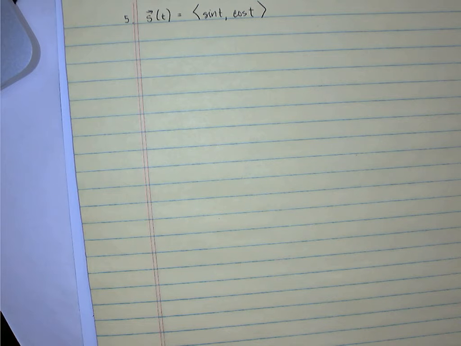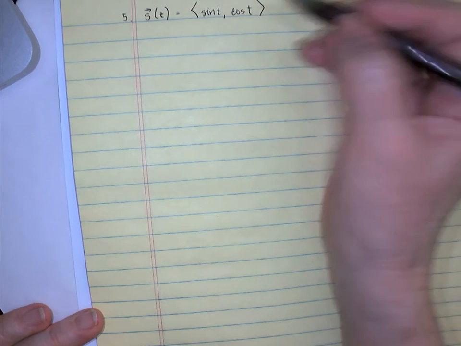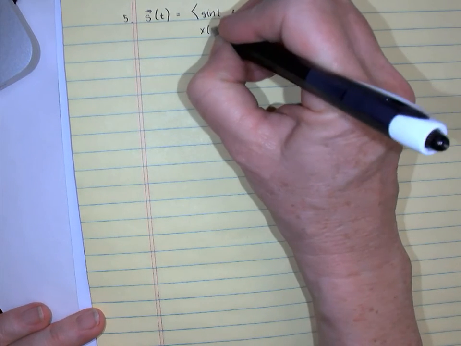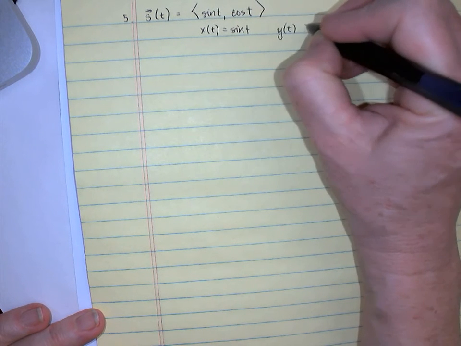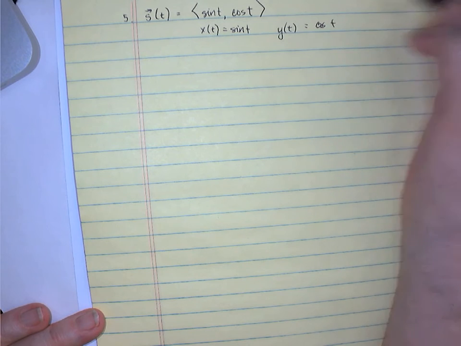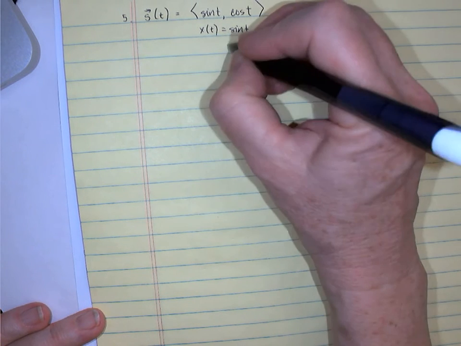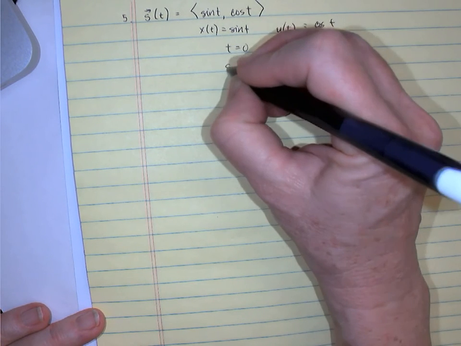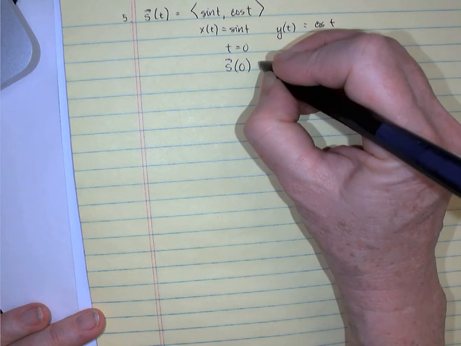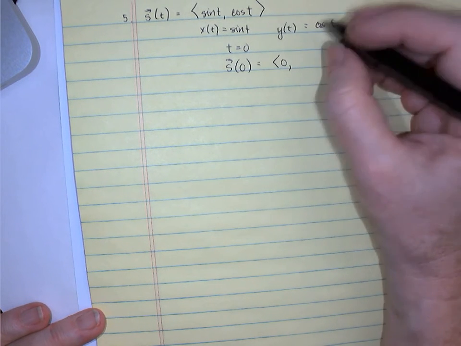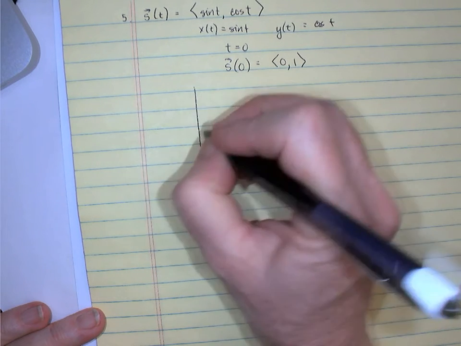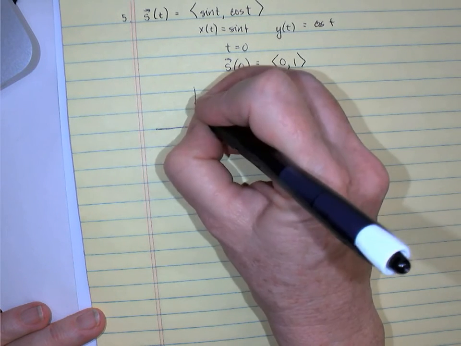So you have this position function, sine t, cosine t. And at this point, you're kind of familiar with what is going on here. If x of t is sine and y of t is cosine, I'm going to start at t equal to 0. So the position of this vector when t is equal to 0 is going to be sine of 0, which is 0, and cosine of 0 is 1. So what I know is that we're going to start up at (0, 1).